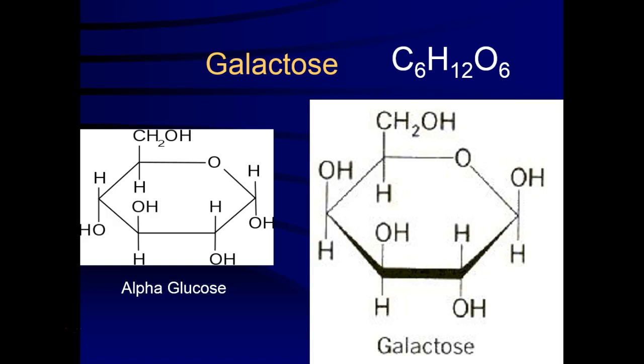So let's look at alpha glucose. You'll notice that at carbon number 1, we have a hydrogen on top. Carbon number 4, we have a hydrogen on top. That's alpha glucose. If you look at galactose, it's just the opposite. You'll notice that we have a hydroxyl group on top at carbon number 1 and a hydroxyl group at carbon number 4. That's the difference: 1 and 4 have flipped.